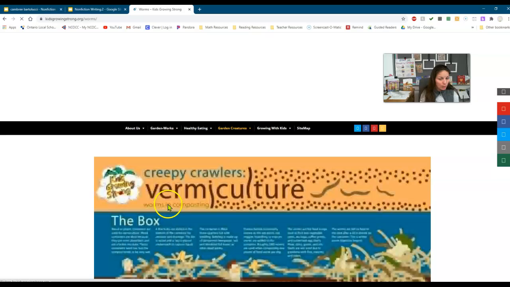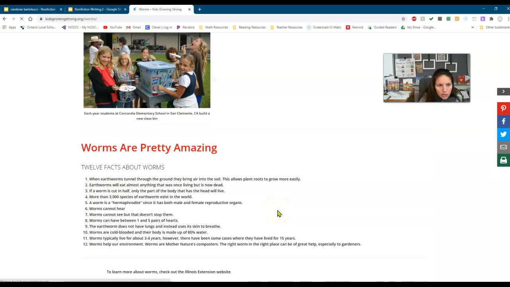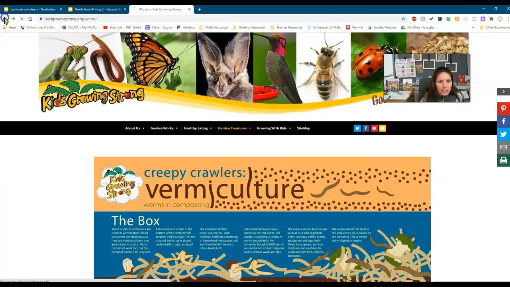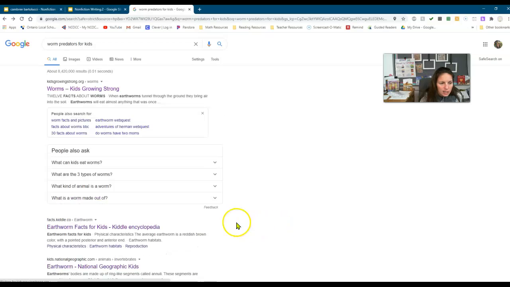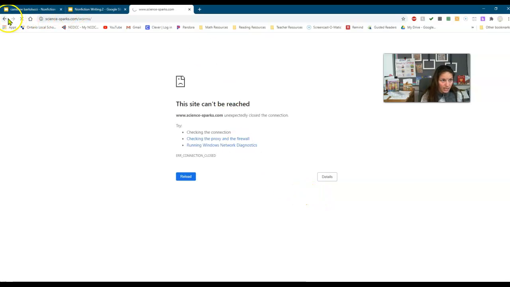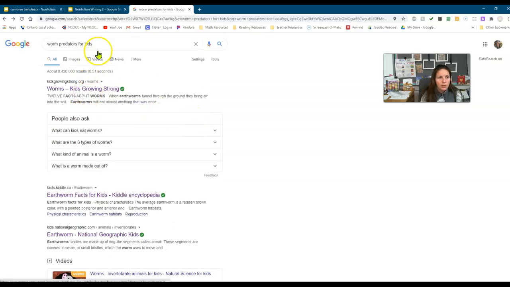If you remember from the worm book, predators are just the things that eat it. So what eats the worms? We have to figure out what tries to eat the worms. And if you can't find it through predators, you can type in what eats worms. That would be a good thing to type in. And I can't find it, so I'm going to go ahead. You might have this problem too.